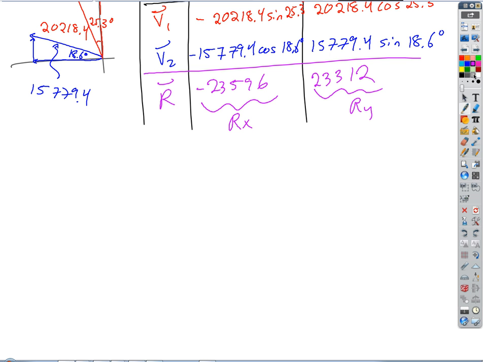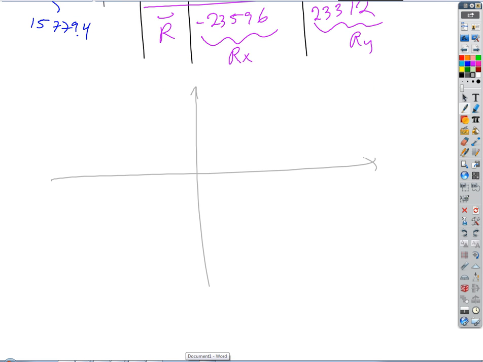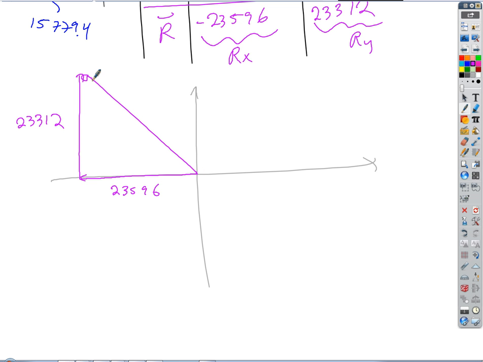Okay, so what do we got here then? So we're gonna go backwards this far, and we're gonna go up this far. And then we end up with, here's our resultant, right? Everybody agree? Yeah. Okay. So those are calculator numbers. Let's just do that on the calculator.